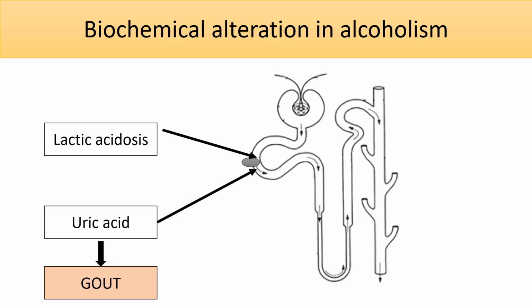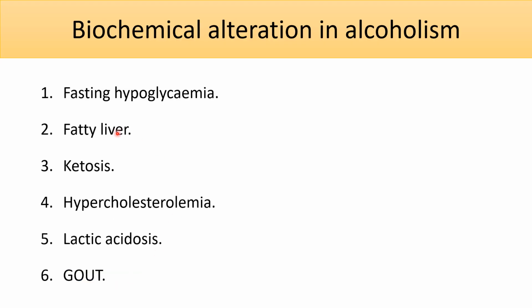So these are the biochemical alterations which you will see in alcoholism. What are the biochemical alterations? There will be fasting hypoglycemia. The patient will have fatty liver, ketosis, hypercholesterolemia, lactic acidosis, and gout.